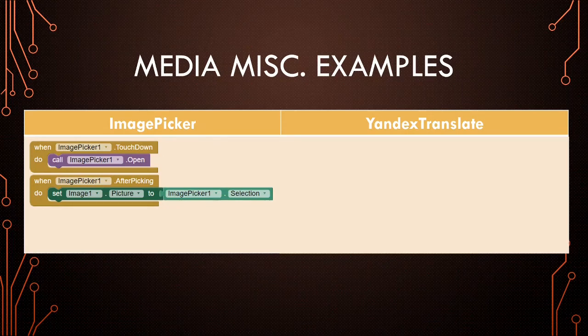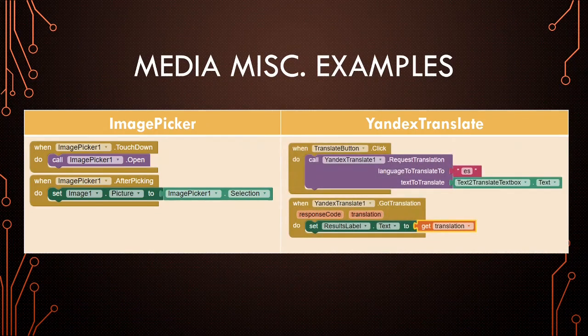And then after I'm done doing that, it'll go back to the app, and then this after picking event will fire. And then I could do with the information whatever I want. Remember, the path to that image is going to be in the selection property. So if I wanted to put that image somewhere on my screen, if I had an image or a canvas or something for that, I could just set that image or canvas picture property to the image picker selection, and it would put that image in there.